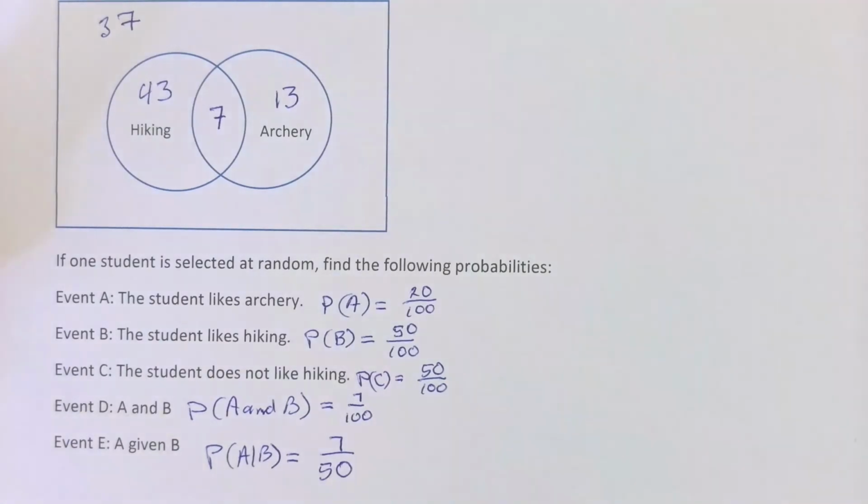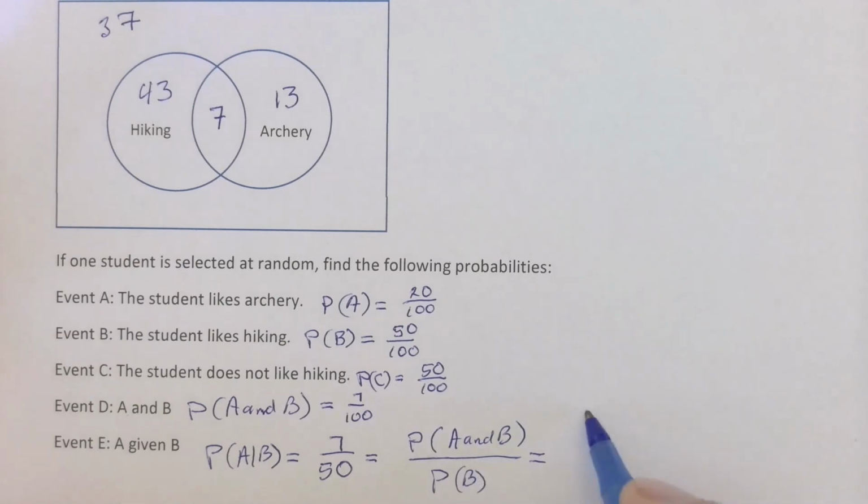7 out of 50. Another way to do that would have been to use the formula that we saw on the other page, where you take the probability of A and B and divide it by the probability of B. So the probability of A and B, what was that? That was 7 out of 100. And what was the probability of B? That was 50 out of 100. And sure enough, when you divide these, you'll get 7 out of 50.